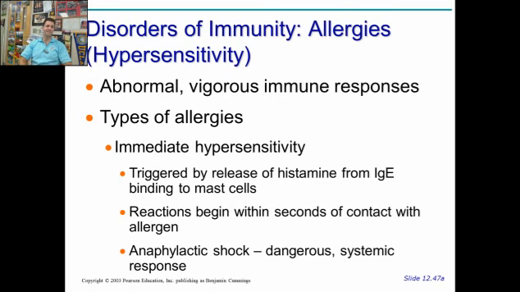And this happens within seconds of contact to the allergen. Under severe circumstances, you can go into anaphylactic shock, such as like a bee sting. People will have an EpiPen, where if they get exposed to the allergen, like stung by a bee, they have to inject epinephrine to block their immune system's function, to block the inflammatory process. In most people, this is not the case.